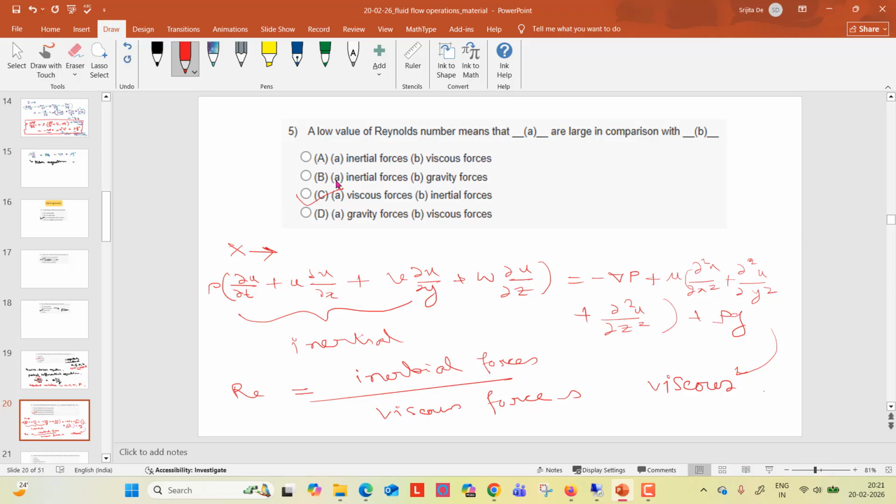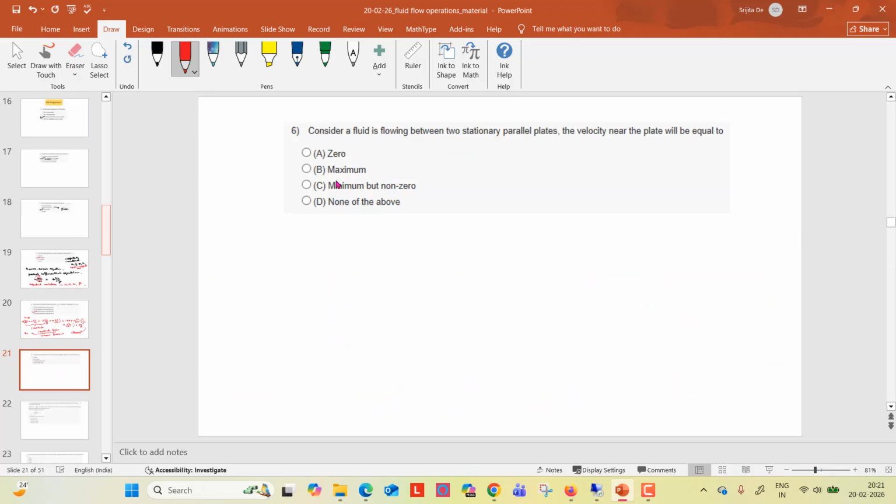Next, consider a fluid flowing between two stationary plates. The velocity near the plate will be equal to what? So there are two plates, right? And fluid is flowing like this, right? Two stationary plates. Plates are not moving. The velocity near the plate will be 0. Why? Because this is the no slip condition.